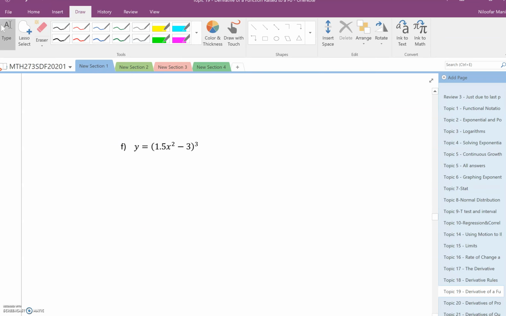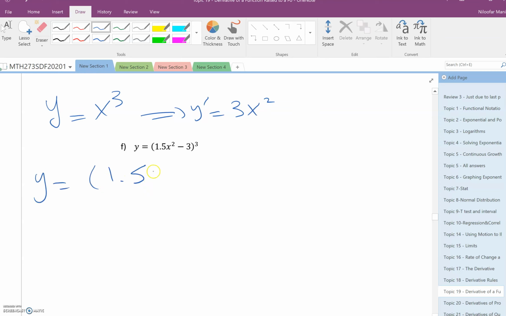Okay, so now I continue here. If I have y equal x power 3, you say y prime is 3x squared. But here you don't have that. You have something else power 3. So y prime is 3, that something else, which is u, power 2, multiply u prime.